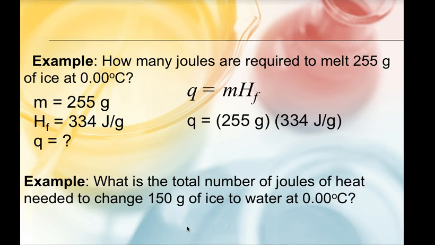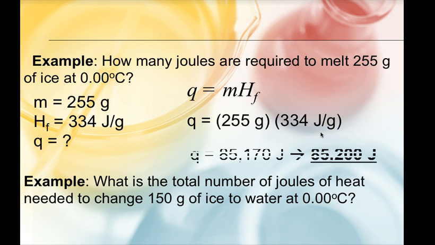You plug those in and you get 255 grams times 334. Notice what's going to happen is that the units, grams, will cancel out and you'll be left with joules, which is what you should be left with. So in order to melt 255 grams of ice, it would require the absorption of 85,200 joules of heat energy.